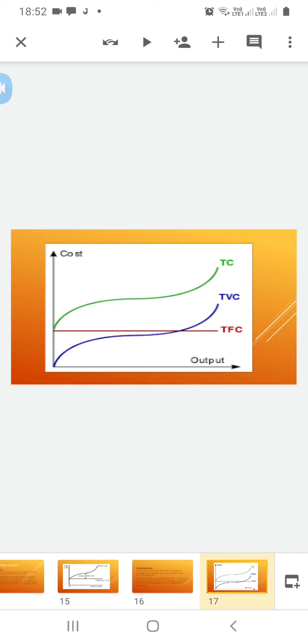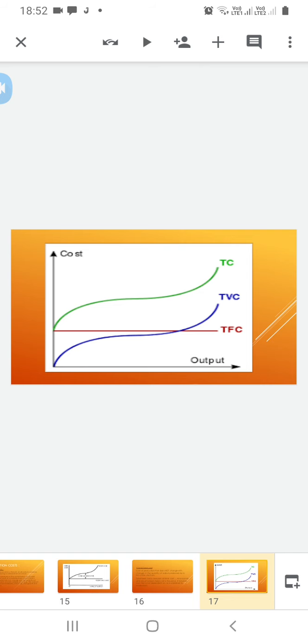The average variable cost is similarly obtained by dividing the TVC with the corresponding level of output. AVC is equal to TVC divided by X. So in this diagram representation of the figure, the TFC is a horizontal straight line. It starts from point A on the y-axis and is parallel to the x-axis as it is constant.